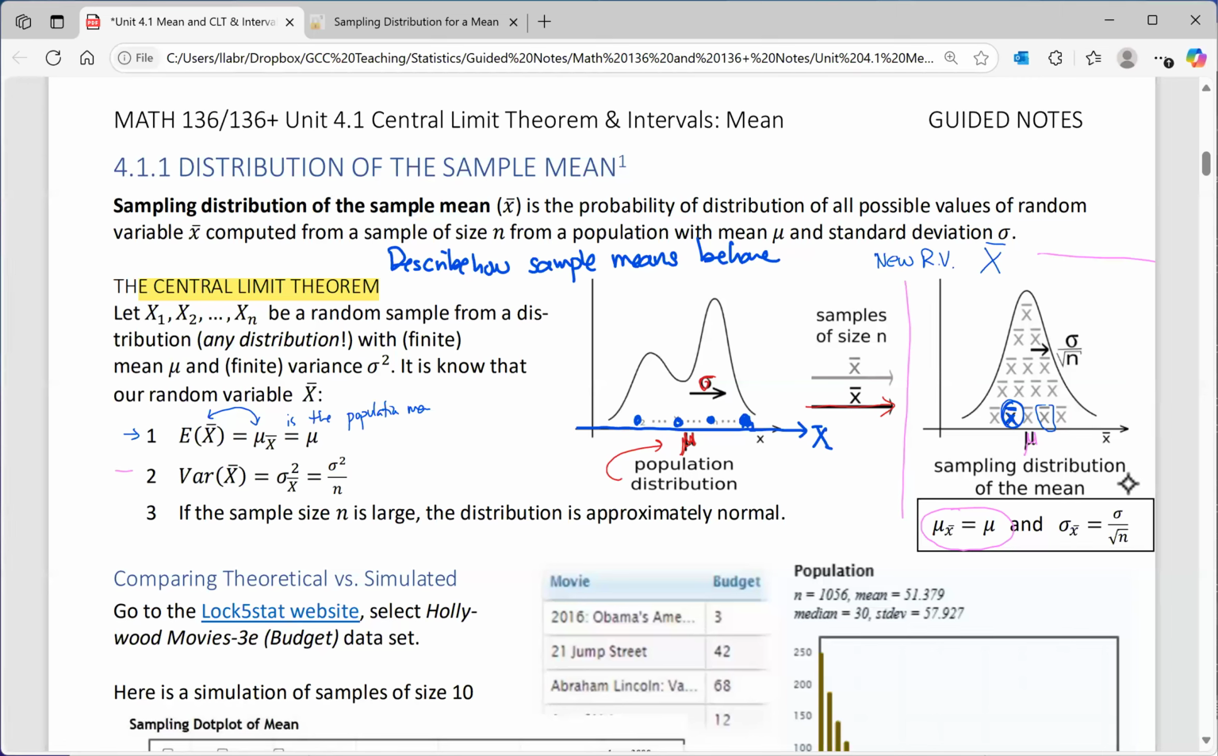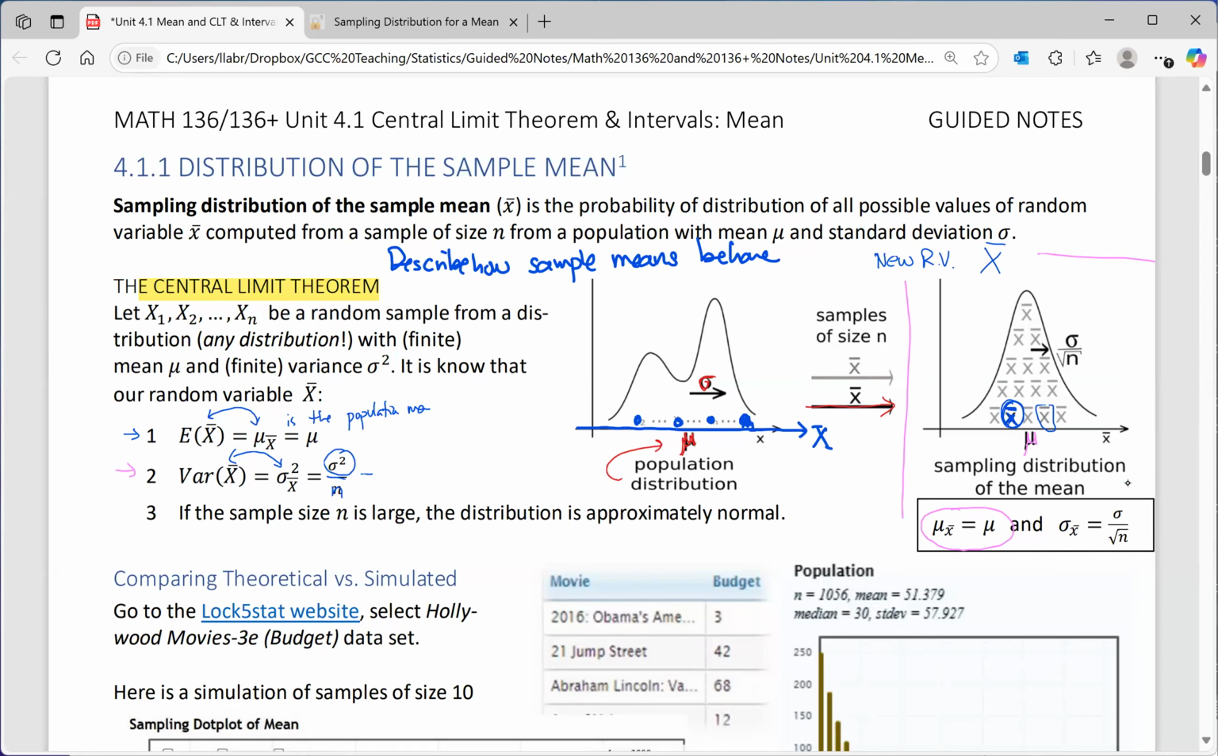Result number two says that the variance of X bar, which if you recall, the variance is the square of the standard deviation. Notationally, this first equality is the same. So the variance of the sample mean is written as sigma of x bar squared, because that's the random variable of interest. And this one's kind of interesting because now it says that the variance of the sample mean is equal to the variance of the population, that's sigma squared, divided by the sample size.